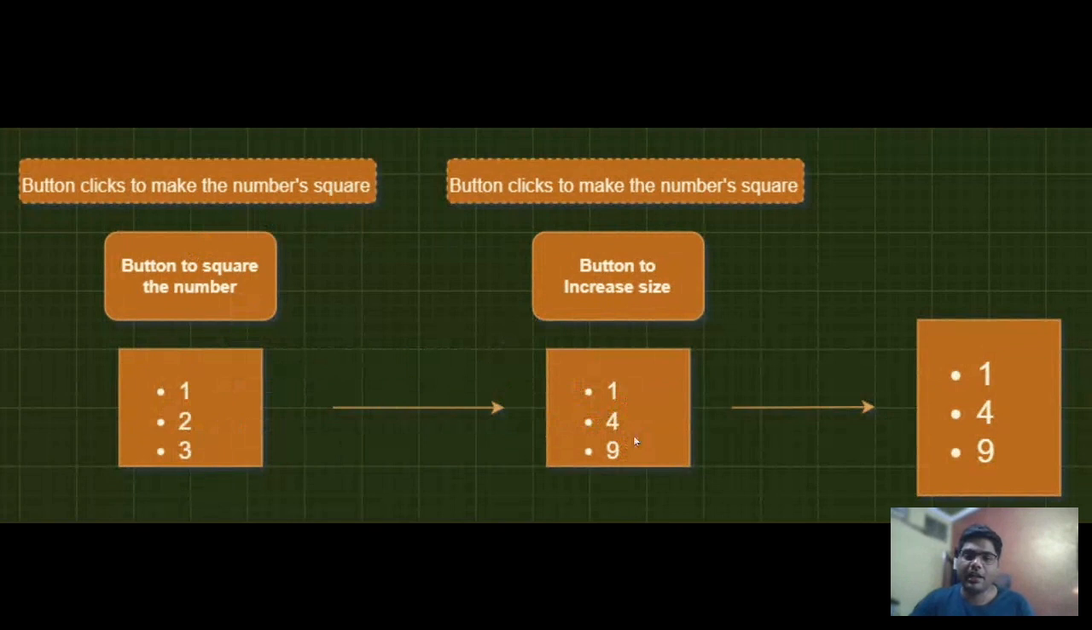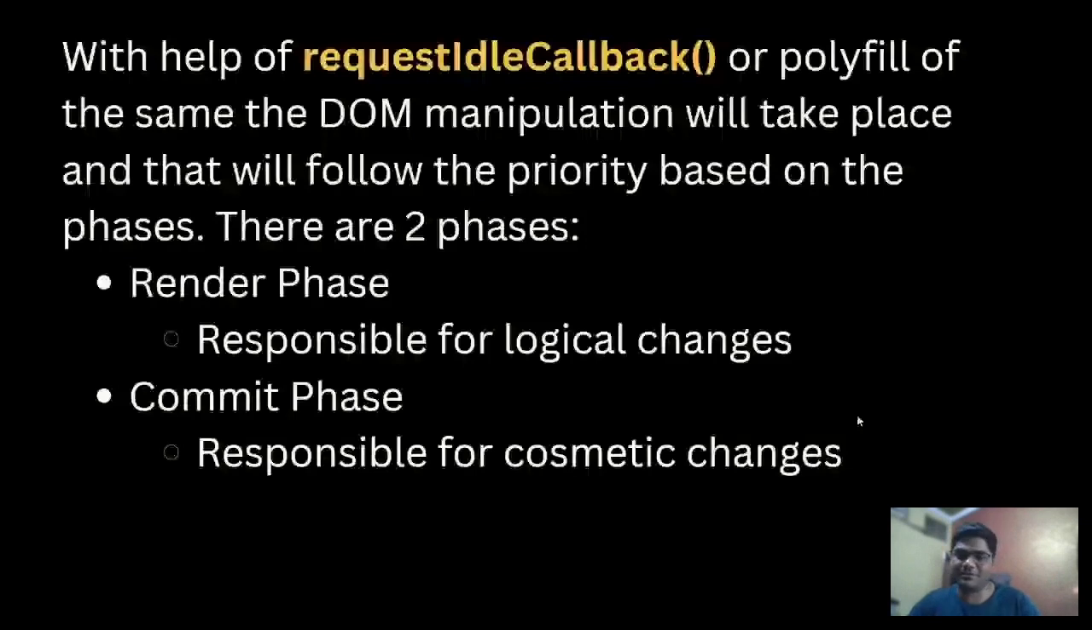Now, in the chat box, you can make your wild guess how this updation would happen. Will it be like, okay, first the squares would happen, 1 will get squared to 1, 2 to 4, 3 to 9, and then the size will get increased? Is it so or is it not? I'll give the answer; you can make your wild guess inside this chat area.